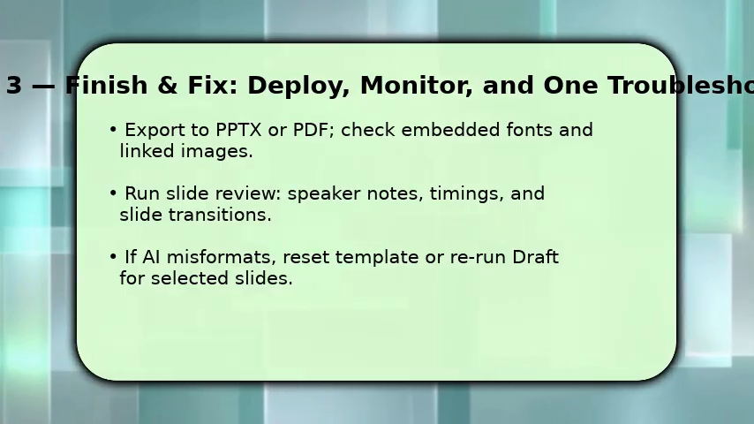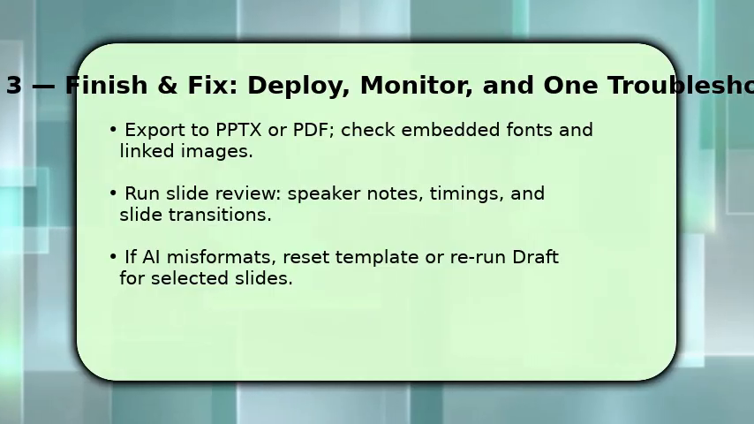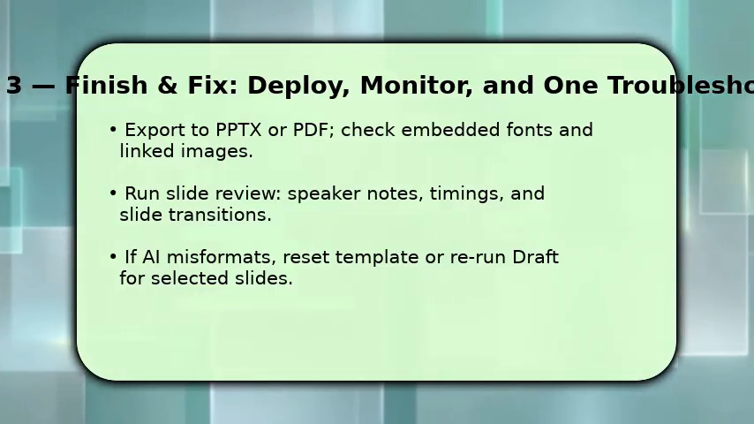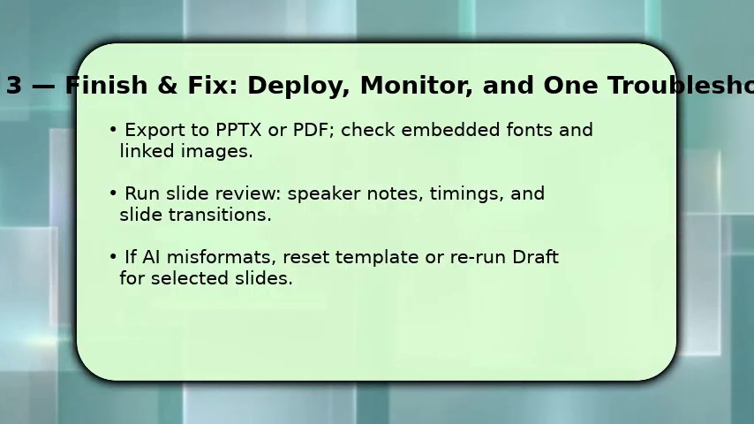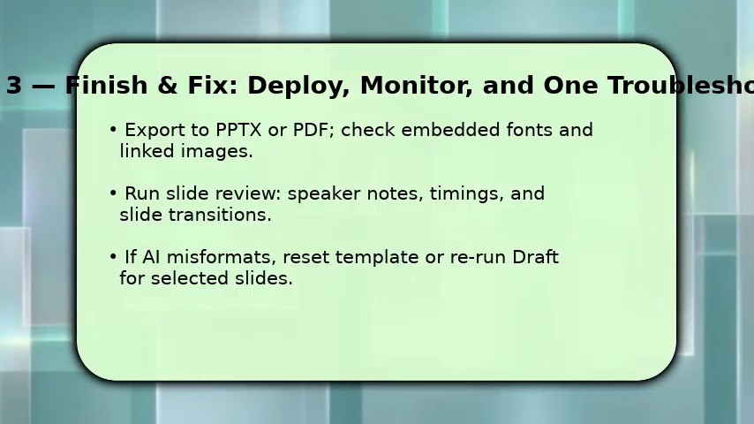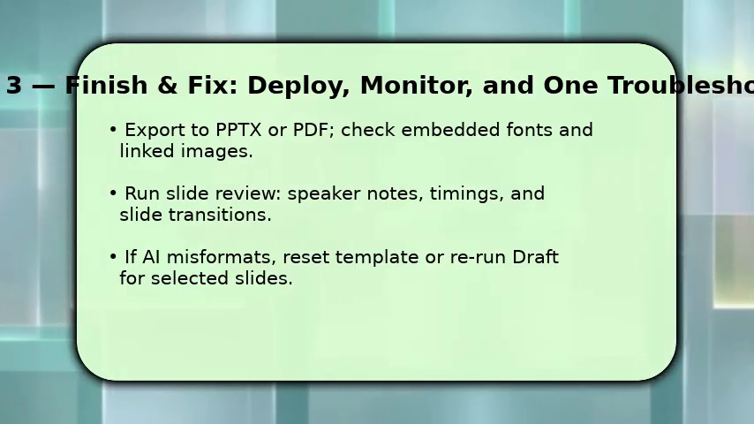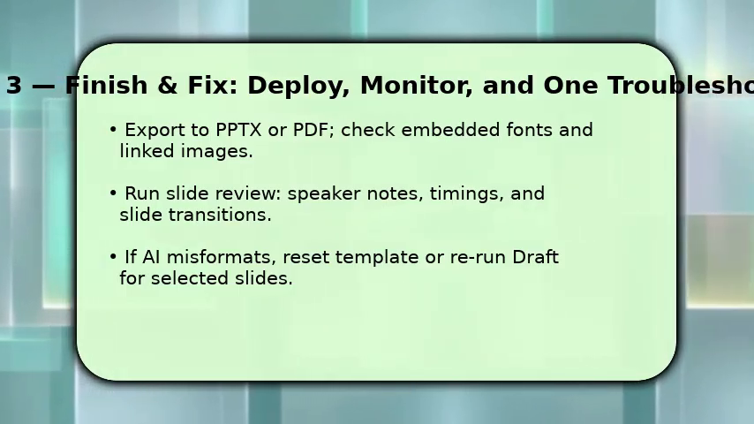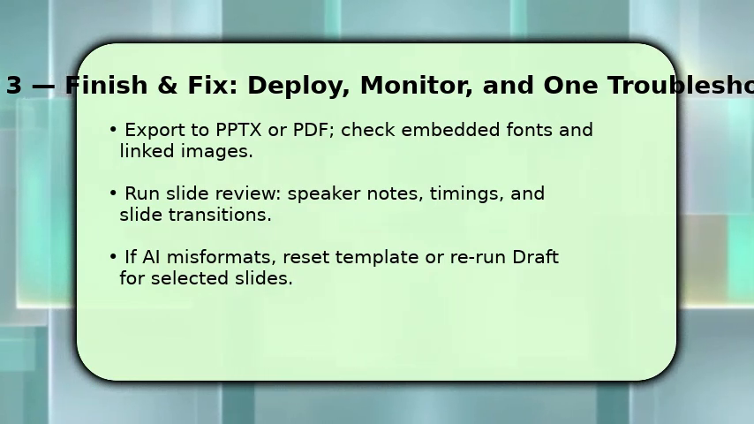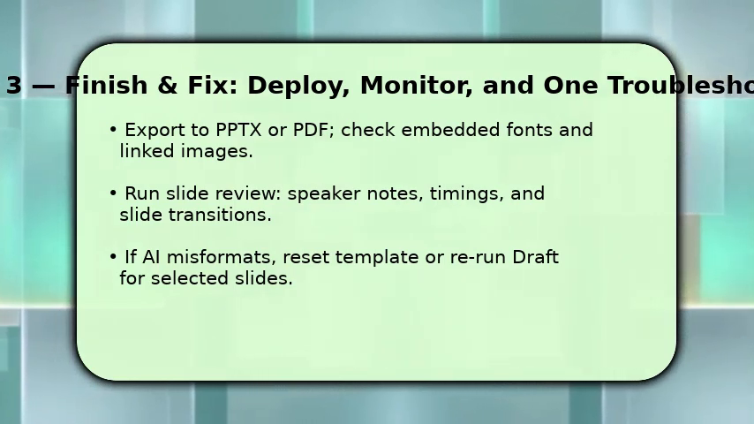If you spot content or formatting errors, first reapply the chosen template. This often fixes spacing. If problems persist, rerun AI draft on selected slides only or restore the last working version from history. One troubleshooting tip: clear the assistant cache before rerunning draft to avoid repeated misformatting.